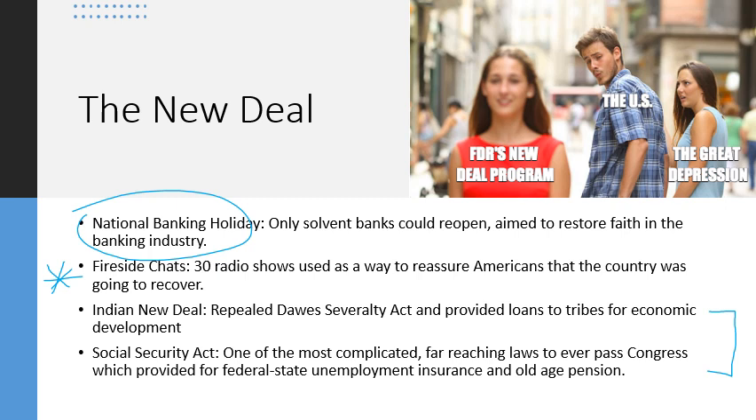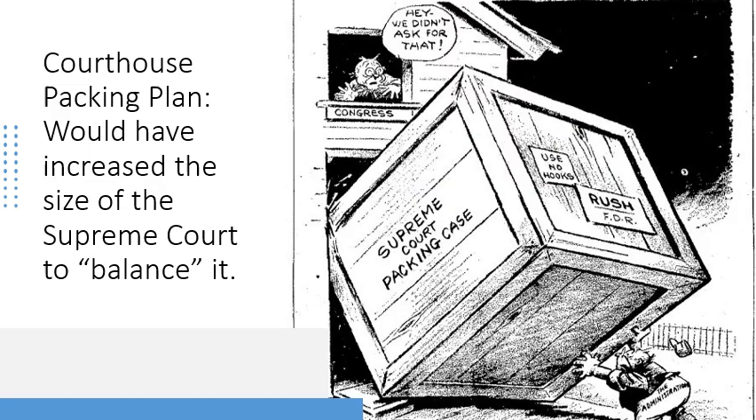It is one of the most complicated, far-reaching laws to ever pass Congress, something that I don't think ever would have passed without the circumstances of the New Deal. It is the closest thing to socialism that we have ever seen in the United States. It's a socialist policy, but it is something that was huge and is huge. It provides for federal, state unemployment insurance, old age pension, disability, all sorts of stuff. And now we use our social security number for everything, right? All right, so we've talked about some of the good things that FDR did, right?